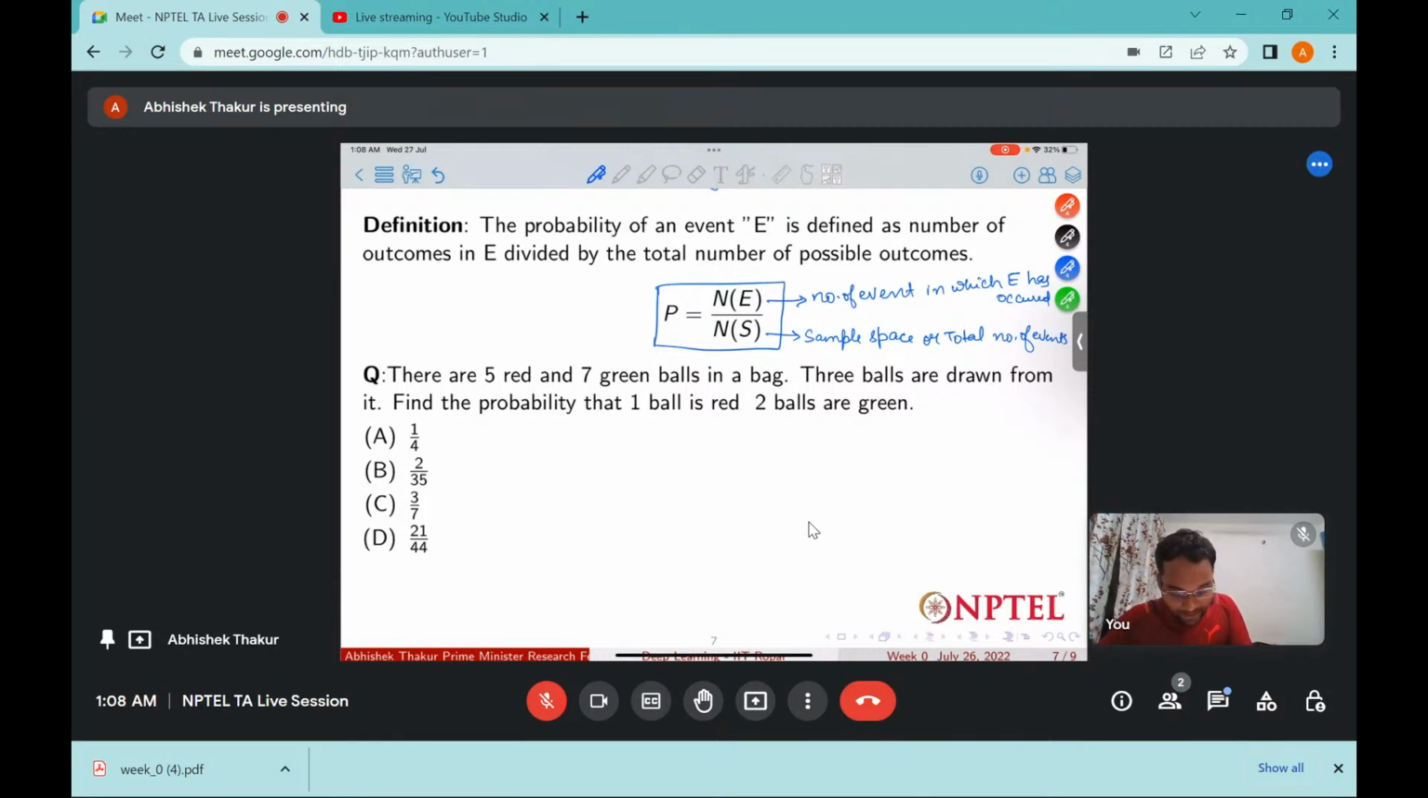The question says that there are 5 red and 7 green balls in a bag. 3 balls are drawn from it. Now the question is asking to find the probability that one ball is red and 2 balls are green. So first, probability of event E is equal to the number of events in which E has occurred over the number of samples. So here our NS: in a box there are 5 red and 7 green balls. So the total number of ways 3 balls can be chosen is equal to NS.